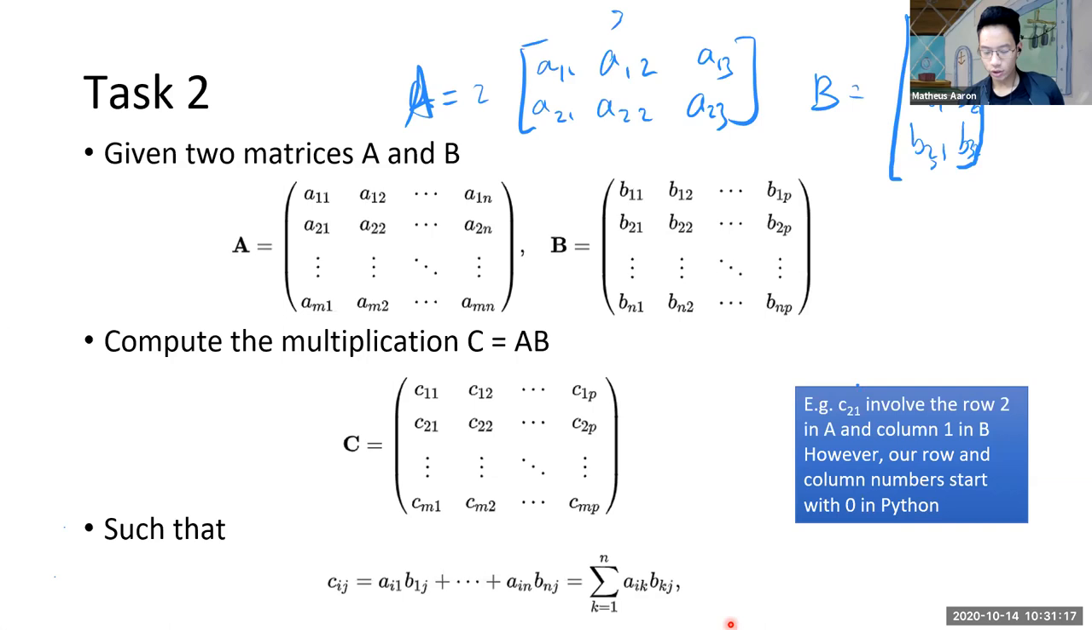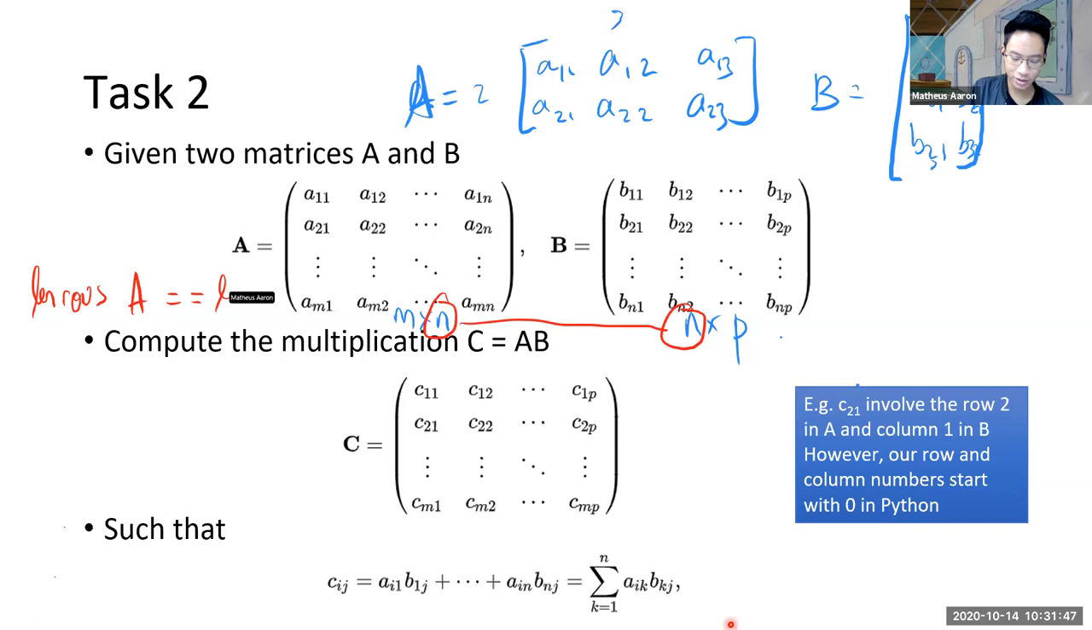So the first rule of matrix multiplication is that the dimensions should match. If you see right, this is an M times N matrix, while this is an N times P matrix. Hence, these two N must be the same. So the length of rows of A should be the same as the length of columns in B. If they're different, then it's quite problematic. Yeah, we cannot calculate the multiplication here.